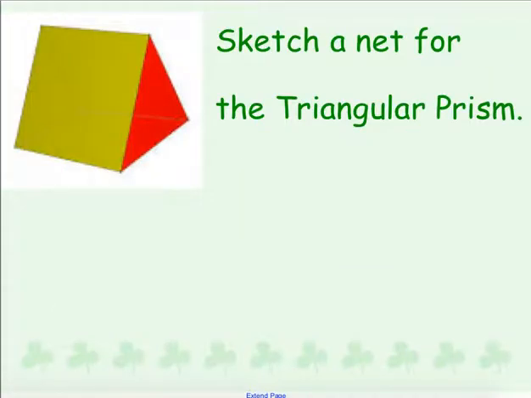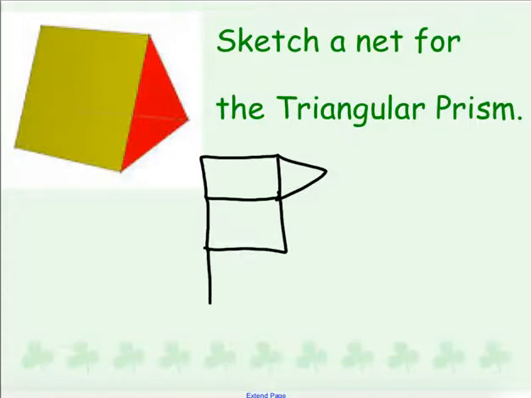Sketching for this triangular prism. Once again, I look at the base of these and we have a triangle, another triangle, but before I draw the other triangle, I'm going to look at all of the rectangles that then connect them together. We actually have 3 rectangles and another triangle.